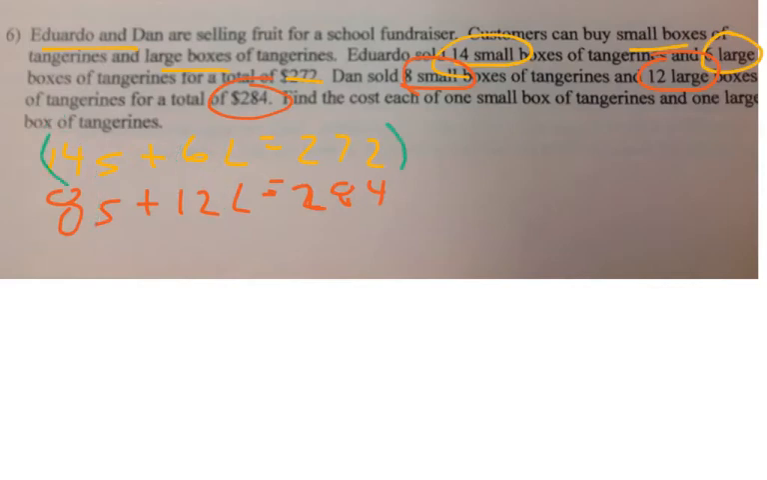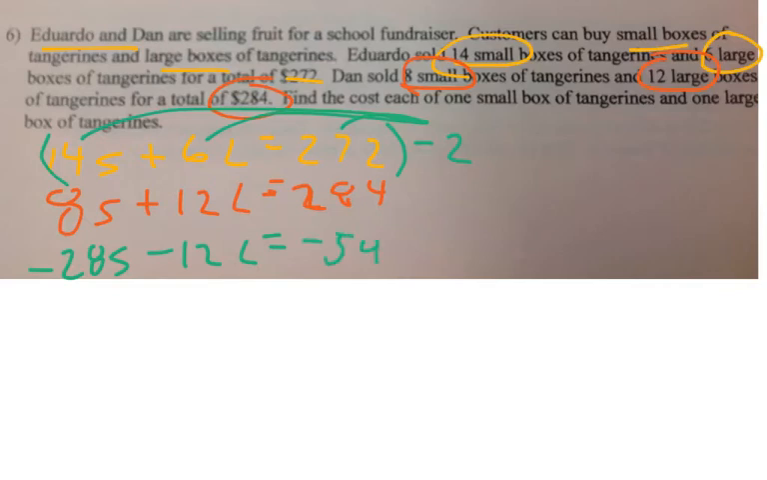I actually just need to times this by a 2, but then I'm going to make it negative so it cancels out. You'll see once I get done here. So I'm going to do negative 2 times 14. That's negative 28S. Negative 2 times 6 is negative 12L equals negative 2 times 272. Again, I'm going to use my calculator, and I got negative 544. Watch your negatives, by the way.